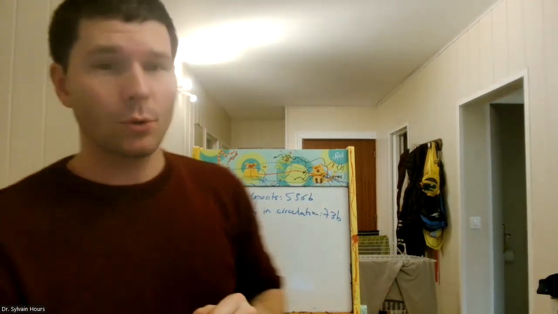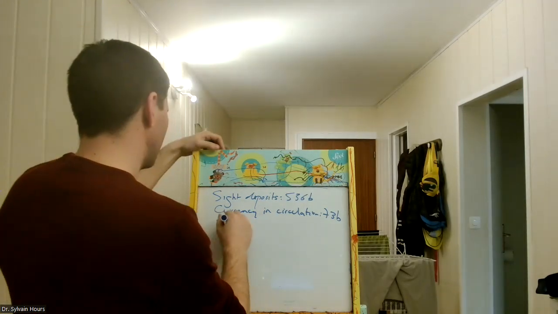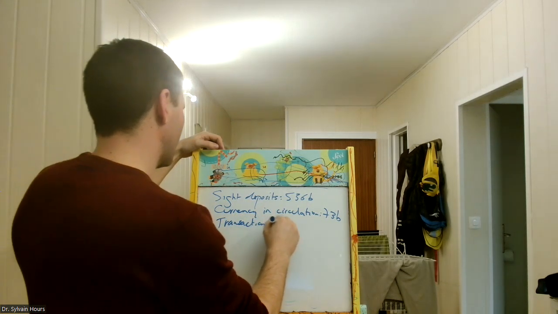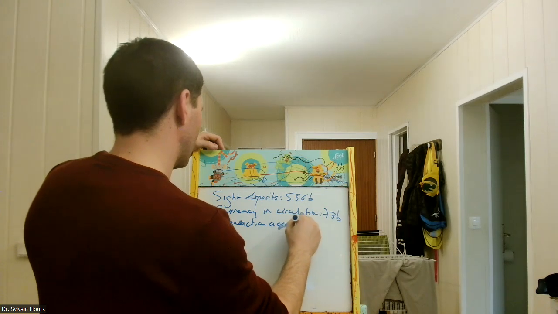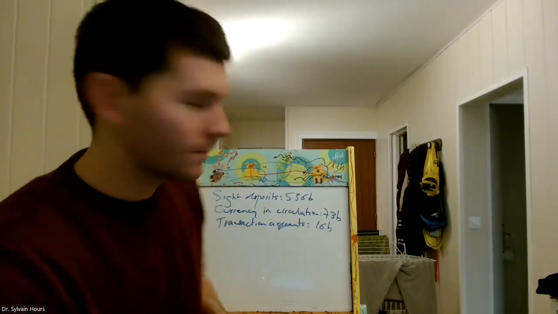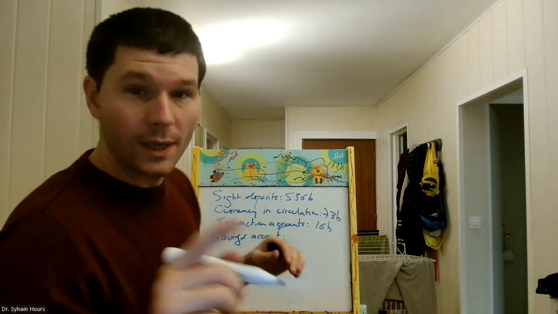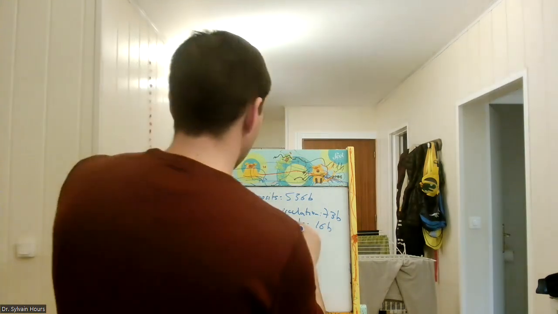You don't need to remember these numbers, don't worry, just the pie chart. Transaction accounts, 16 billion. You see that's not much, especially compared to sight deposits. Really not much, not even 3%. So that's M1. We don't even have postal accounts, so maybe it's included in sight deposits. I don't know. Then savings accounts, we have 306 billion.